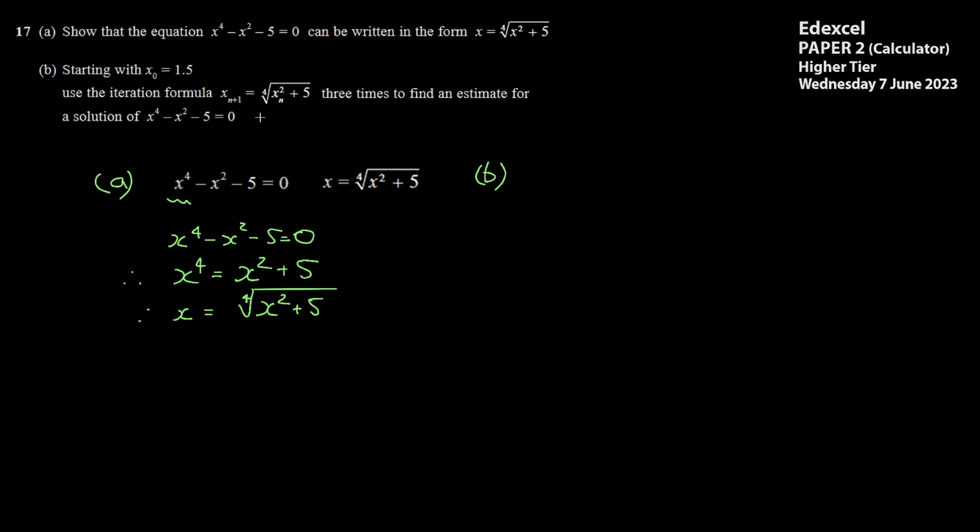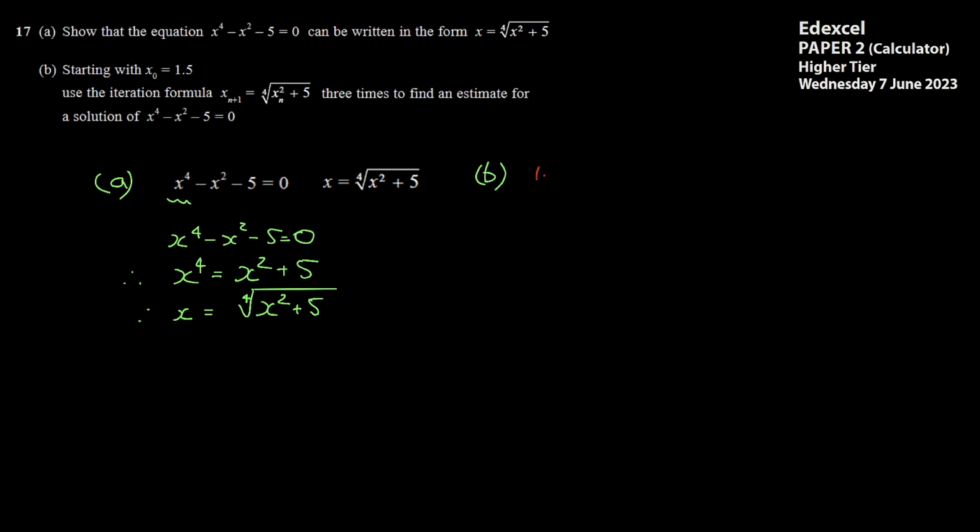So in part B, we've got our formula that we've worked out here, now modified into iteration form. In other words, this is an old value of x transferred into a new value, and you do that 3 times. Our starting point will be x0 is equal to 1.5. So we initially put 1.5 in here, square it, add 5, and take the fourth root, and that becomes our new value.